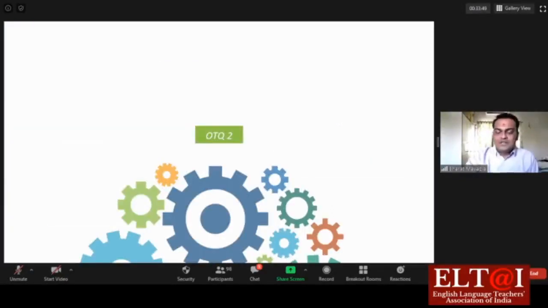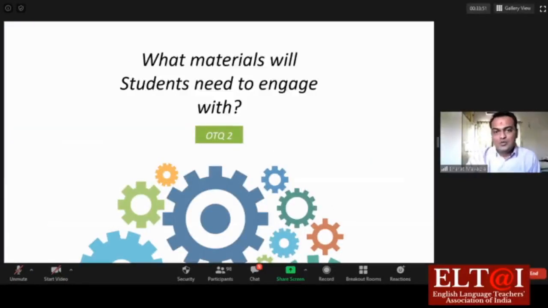The second question, online teaching question number 2: what material will students need to engage with? I'm using the word engage, not the material that students need to study with, not the material that the students will need to understand. Our material has to be focused on engagement of the student.